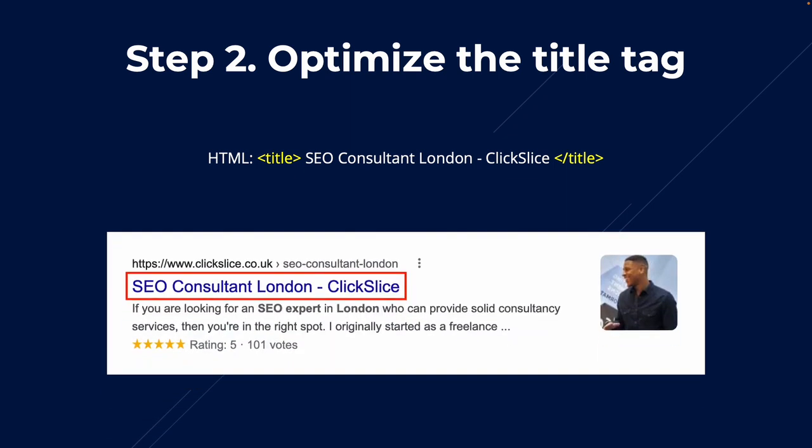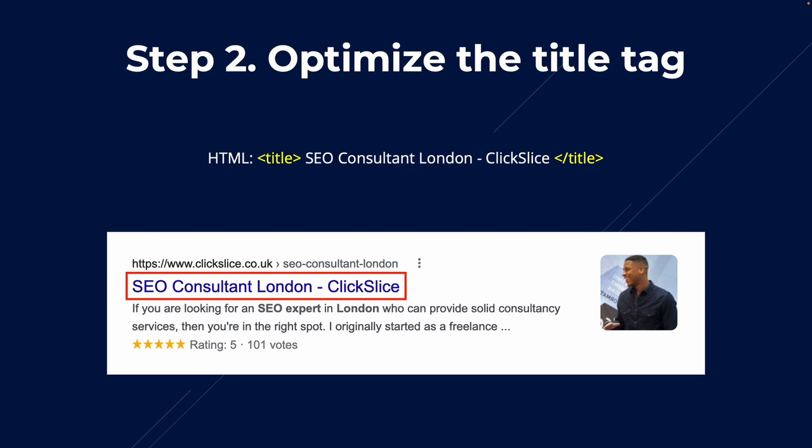So this is actually the title tag for my very own page on ClickSlice, targeting the keyword SEO Consultant London. You can see the text right here at the top in blue. This is going to be your title tag. So it's the main heading text that shows in the Google search results. And this page actually ranks #1 in Google for this keyword, SEO Consultant London.